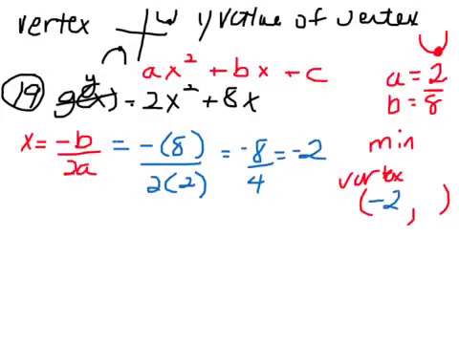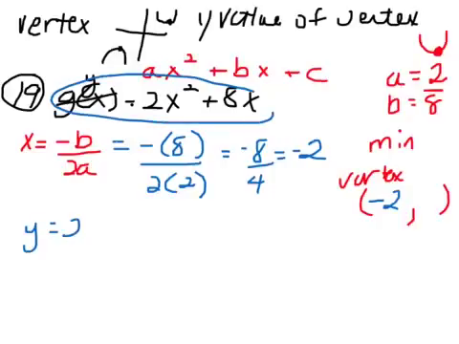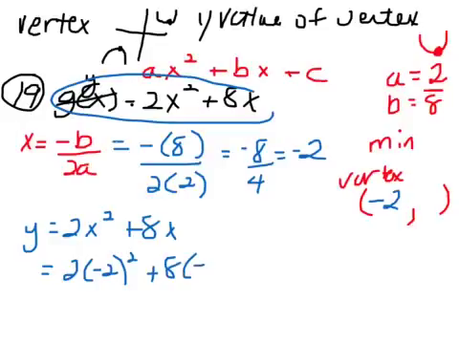Now that's not the minimum. We need the y value. How am I going to find the y value? I will just plug that x value into the equation. The equation up here was y equals 2x squared plus 8x. So if x is negative 2, it's 2 times negative 2 squared plus 8 times negative 2. You could type this in on your calculator and then go to the table of values and find it, but I think it would take longer to do that than to do this.